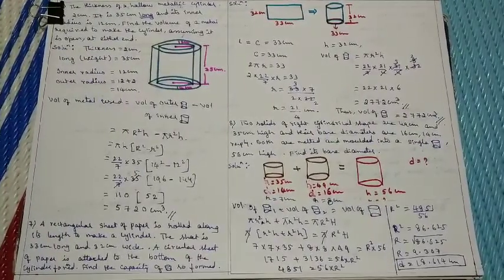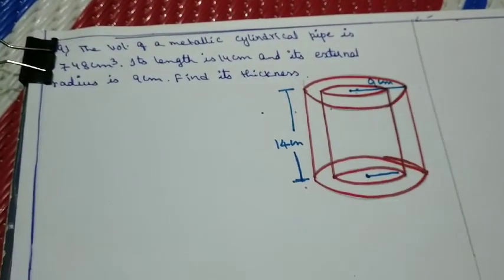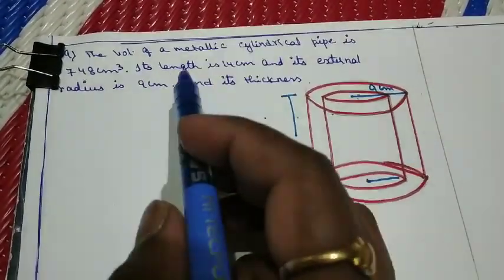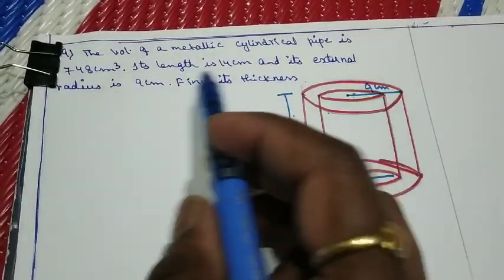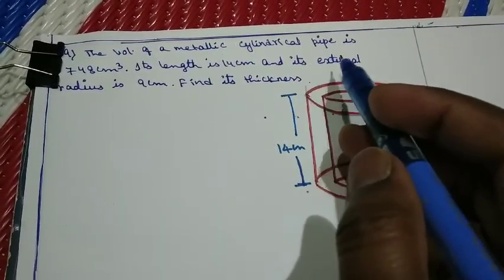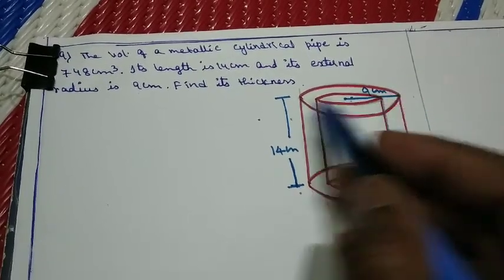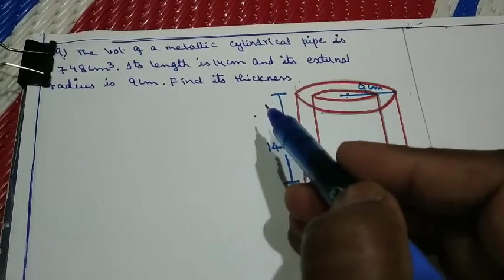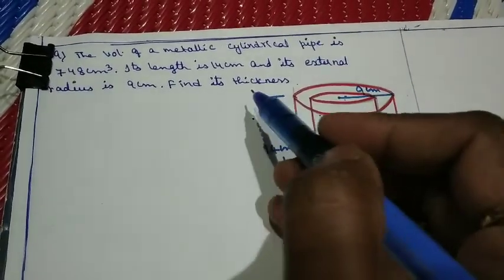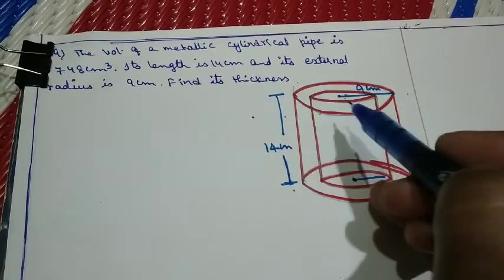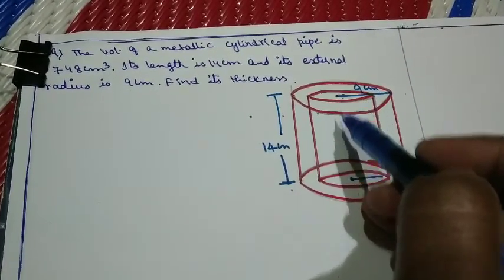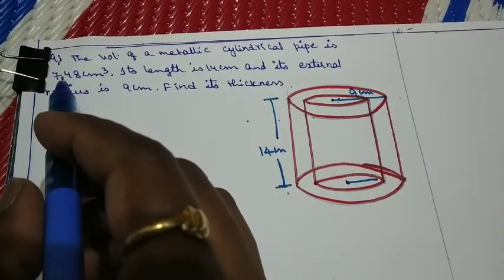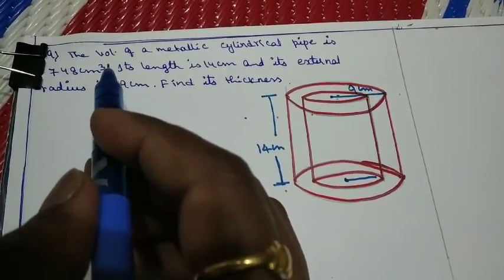Now we'll move to 9th question. The volume of a metallic cylindrical pipe is 748 centimeter cube. Its length is 14 centimeter, length in the sense height, and its external radius, means outer radius, is given 9 centimeter. Then find its thickness. Until we find the inner radius, we cannot find the thickness. So here volume is given, not the volume of cylinder. It is given the volume of metal used to make the hollow cylinder, whose volume is 748 centimeter cube.